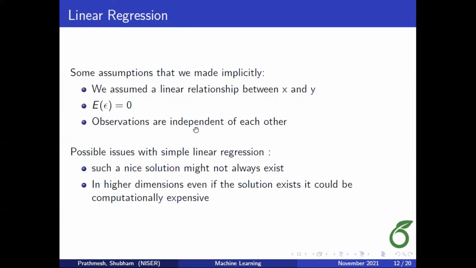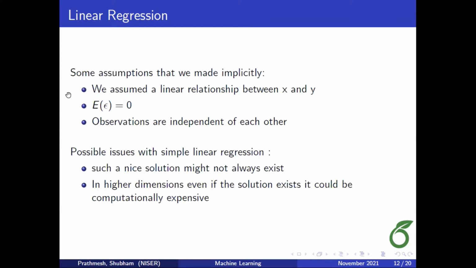Moving forward, there were some implicit assumptions that we made. First of all, we assume that Y and X have a linear relationship. In general, this may not be true. So what will you do in this case? Let's say Y has a polynomial relationship with X. Well, in that case, you will need to do something called polynomial regression, but we are not discussing that here.